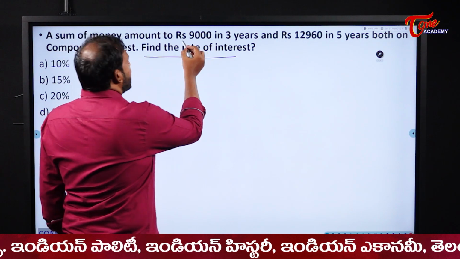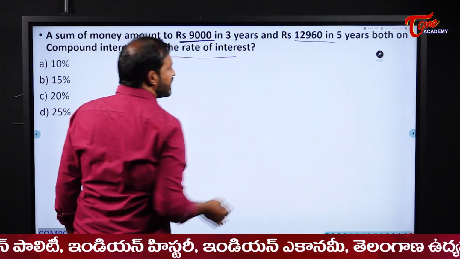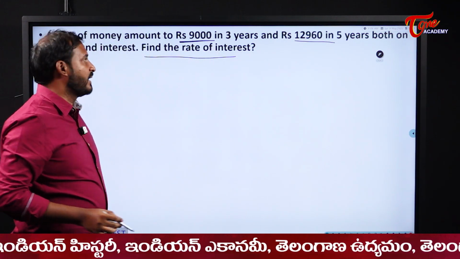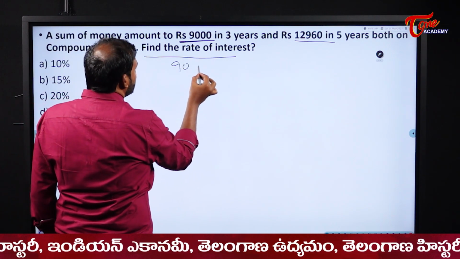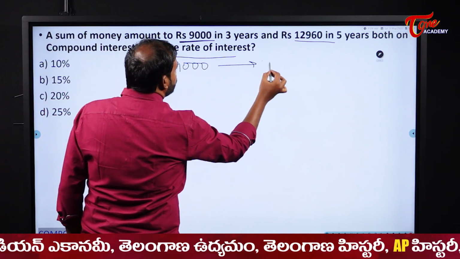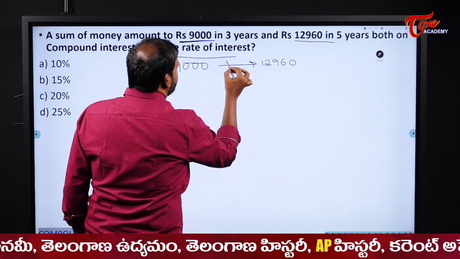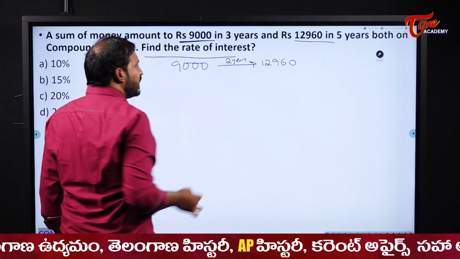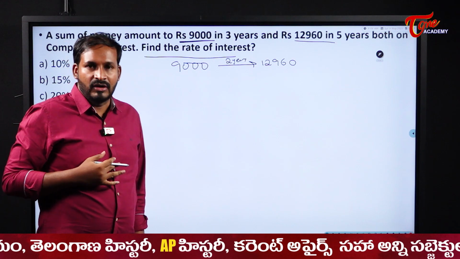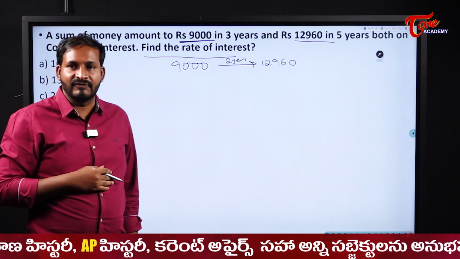What we will take is, assume from here to here how many years have passed? 2 years have passed. From 9,000 it is becoming what? 12,960. In how many years? 2 years. Now what my suggestion here is, anyway they asked us to find the rate of interest, right?